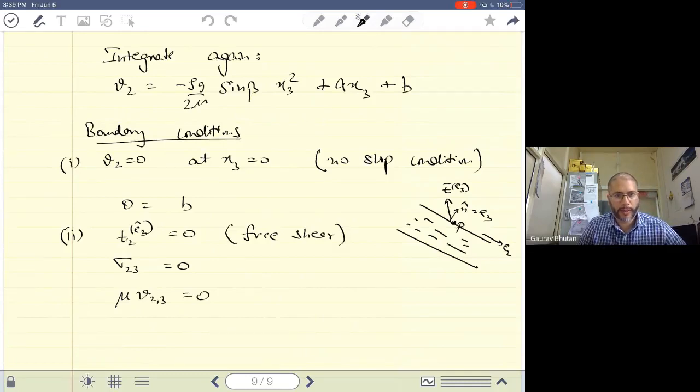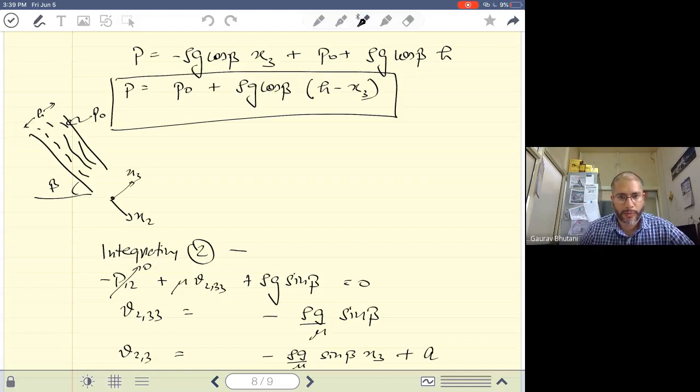So let's apply this condition and find the constant A. So let's calculate v2 comma 3 from the equation on the top here. So we differentiate that again with respect to x3. In fact, we don't need to do that. We already have that in the previous slide. So v2 comma 3 is written as minus rho g by mu sine beta x3 plus A. And this is 0.